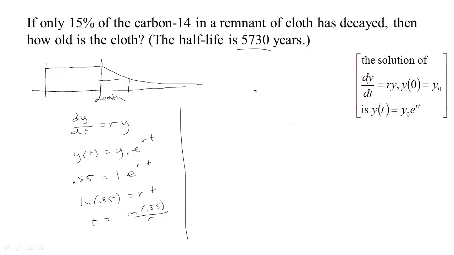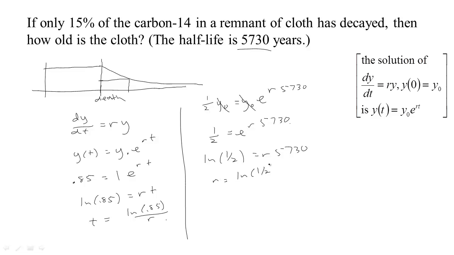I can get that from the half-life, because however much you start with, if you wait 5,730 years, then you'll have y naught e to the r times 5,730. But in that time, you will only have half of what you started with. That's the half-life. So the initial amount cancels on both sides, and I have an equation that I can use to solve for r. The natural log of 1/2 is the natural log of this side, which is r times 5,730. So r is the natural log of 1/2 all over 5,730.